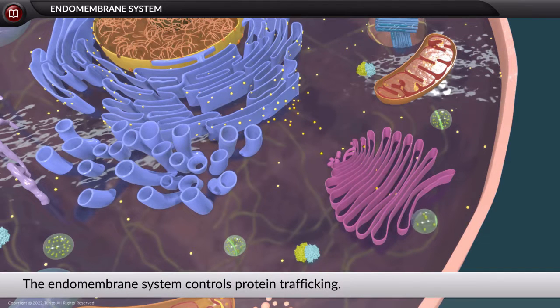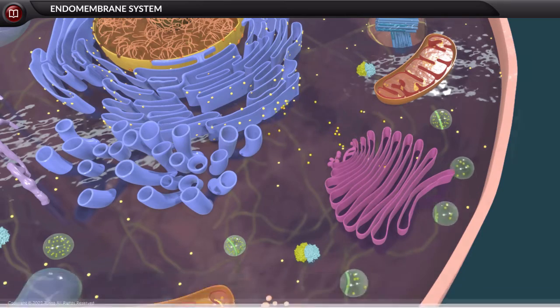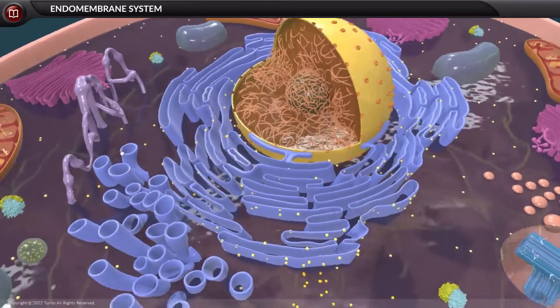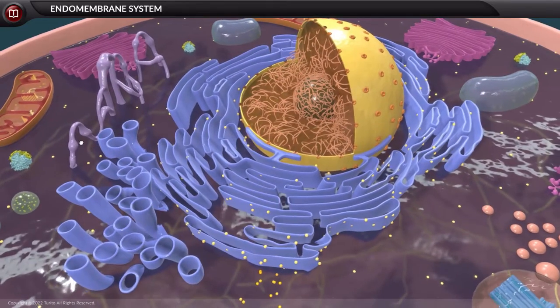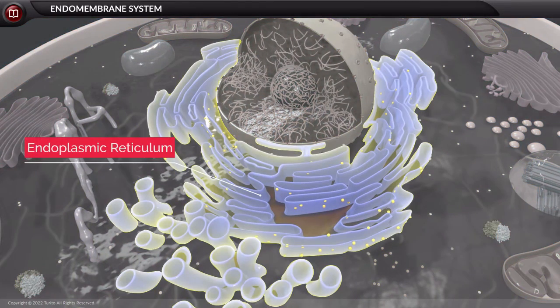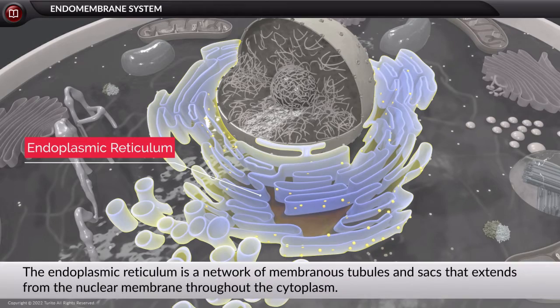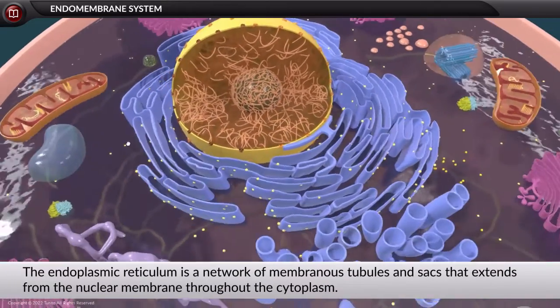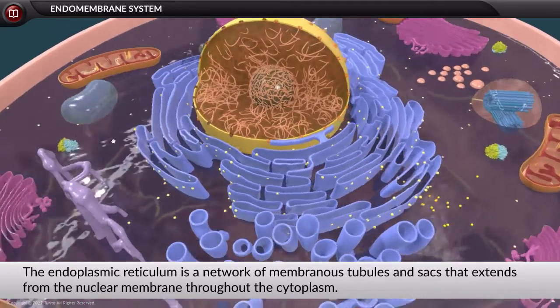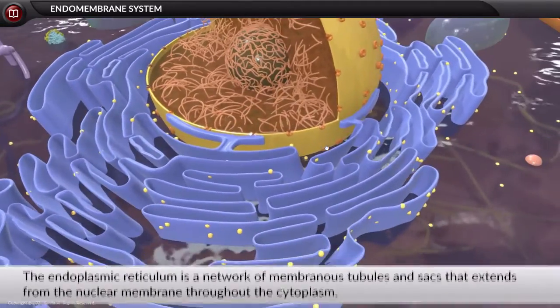Now, let us learn the components of the endomembrane system in brief. The first component of the endomembrane system is the endoplasmic reticulum. The endoplasmic reticulum is a network of membranous tubules and sacs that extends from the nuclear membrane throughout the cytoplasm.